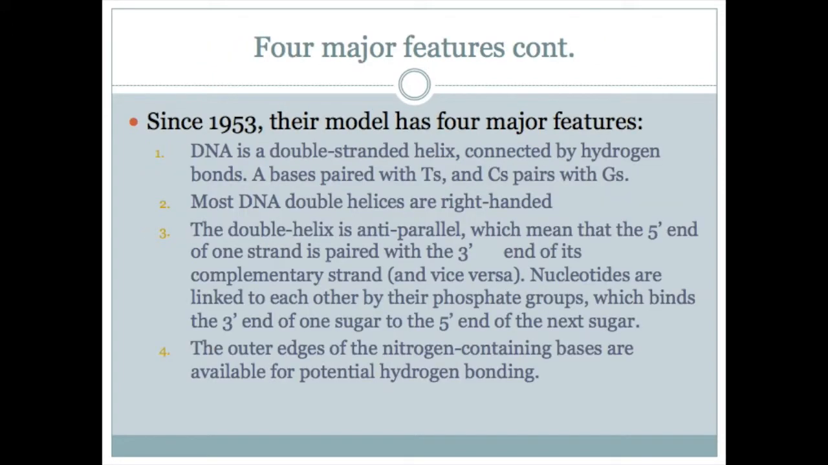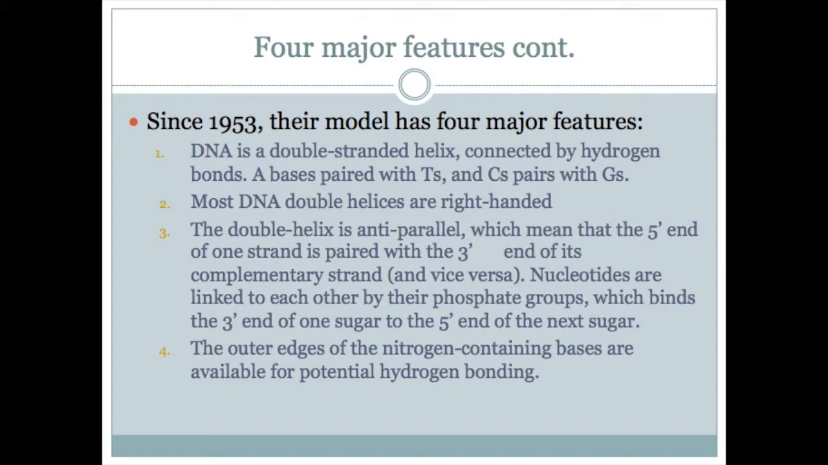Since 1953, their model has had four major features. First, DNA is a double helix connected by hydrogen bonds, and adenine base pairs with thymine and cytosine base pairs with guanine. Second, most DNA double helices are right-handed. Third, the double helix is anti-parallel, which means that the 5' end of one strand is paired with the 3' end of its complementary strand, and vice versa.